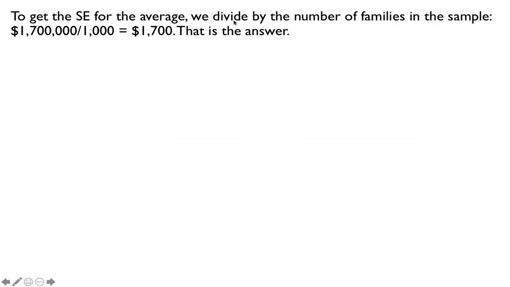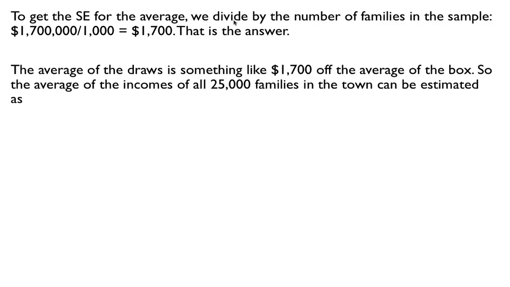Now to find the SE for the average, we simply divide that by the sample size, which is 1,000. So we get that the SE for the average is 1,700. This tells you how much error is associated with the average of our sample. So this means that we estimate that the average income of these 25,000 families is about 62,400, where the error is about $1,700.